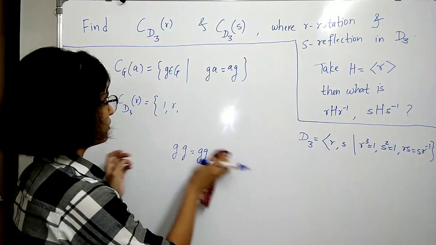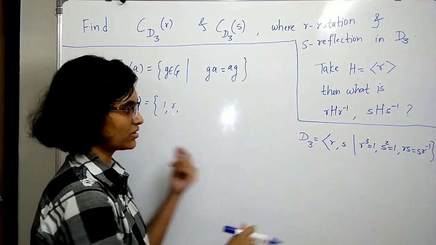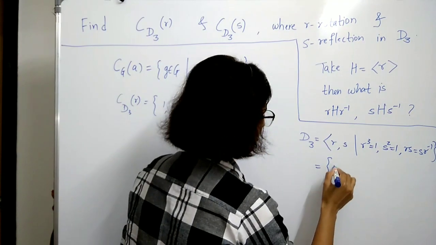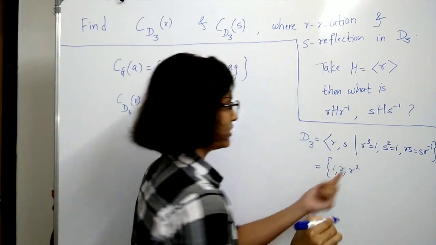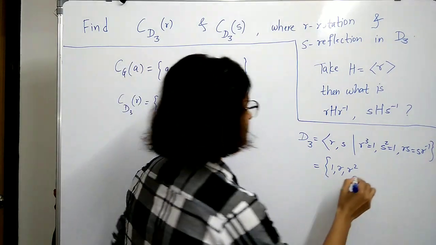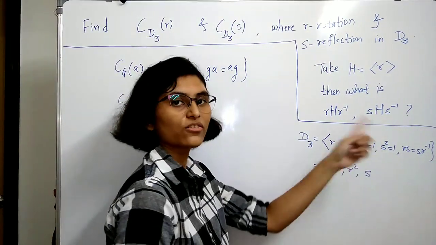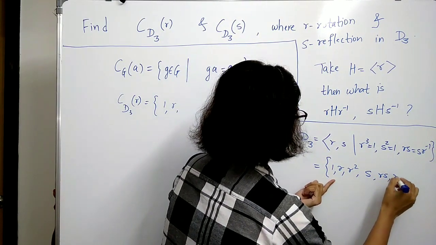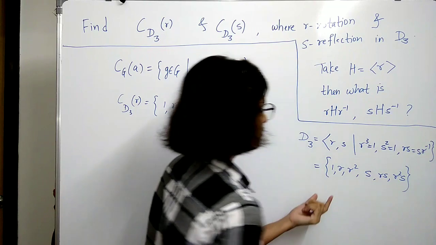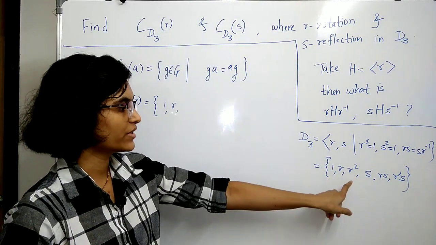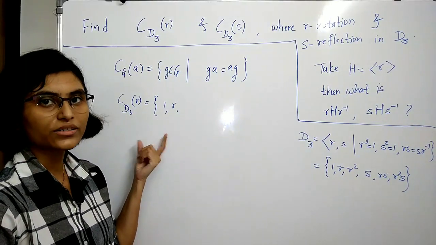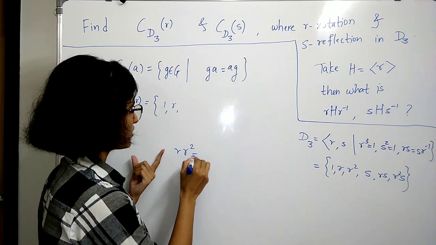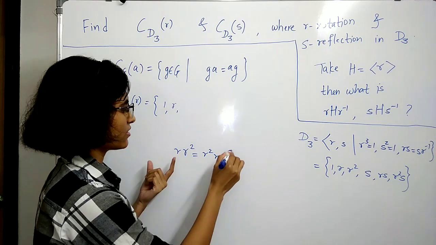Now let us check whether R square is there or not. Let me write D3 in set notation. It is just 1, R, R square. Now R cube is just 1, so stop here. S square is 1, stop here. And now take the compositions, so it is RS, R square S. Let us check whether R square is here or not. That means we just have to check whether R times R square is the same as R square times R, right?